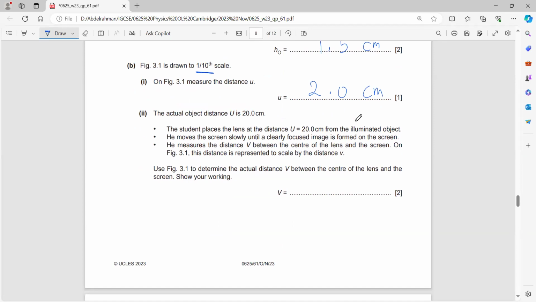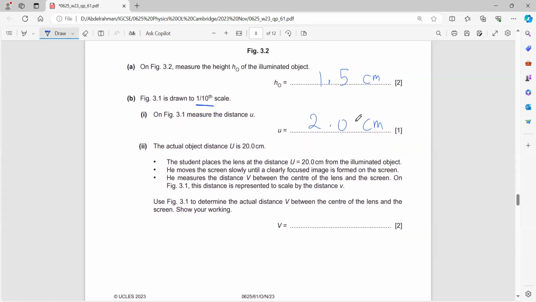The actual object is at a distance of u equals 20 centimeters. Yes, this is 1/10 the scale, which is true. When I measured u as 2 centimeters and the actual object is at u equals 20 centimeters, you can make sure that your measurement is right.